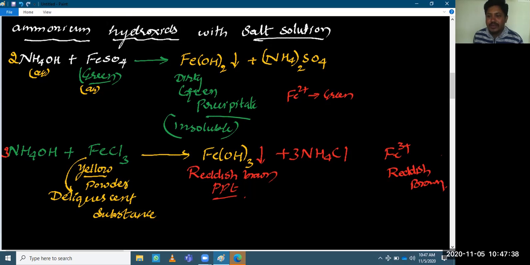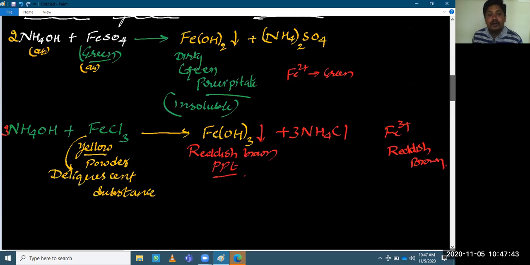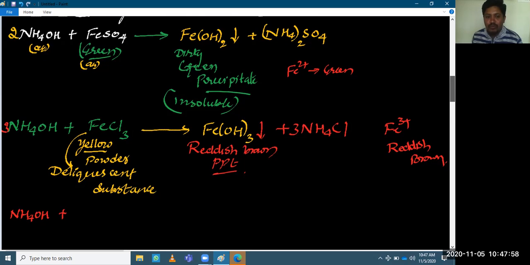Next thing, let us go to the excess of ammonium hydroxide with these precipitates, which are insoluble only. They remain in their state as insoluble. Okay, next, third one, ammonium hydroxide treated with some other salts like copper sulfate.